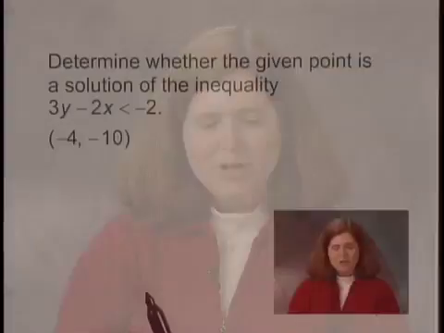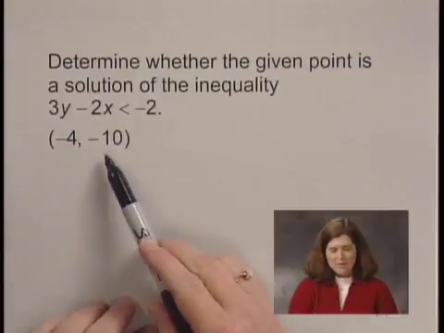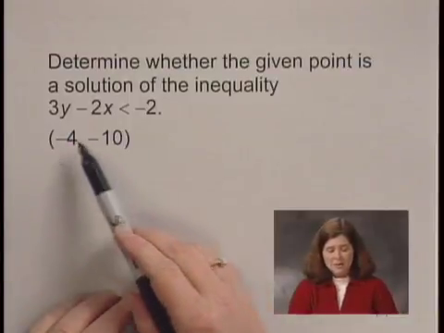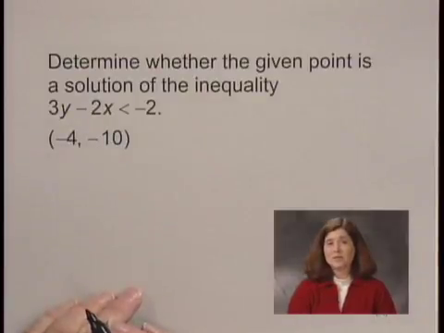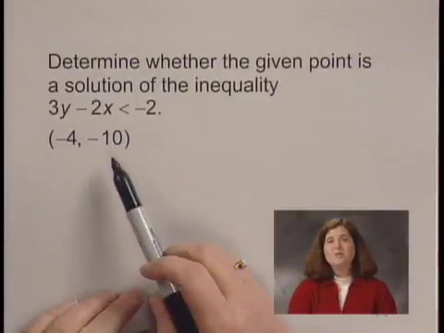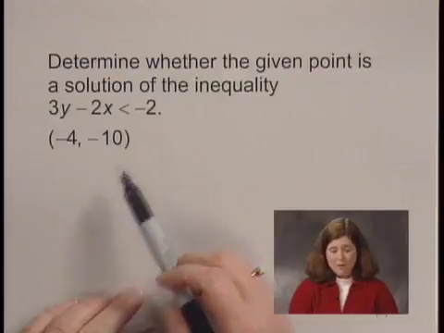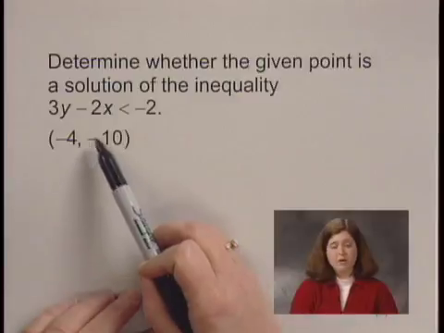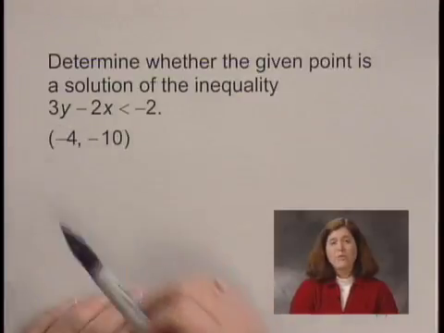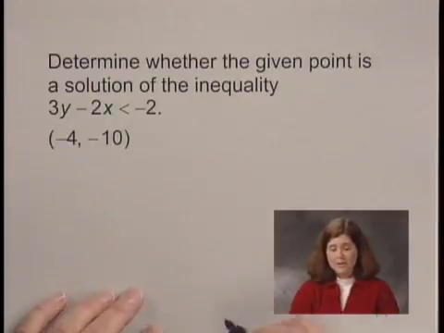This problem deals with an inequality. We're asked to determine whether the point (-4, -10) is a solution of the inequality 3y - 2x < -2. In order for the point to be a solution of the inequality, we need to substitute -4 for x, -10 for y, and determine whether that makes a true inequality.